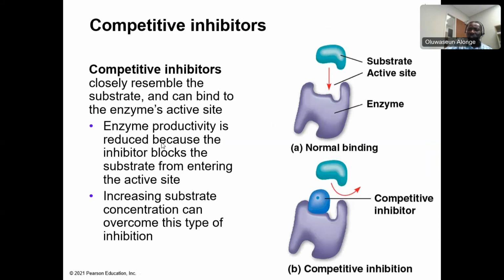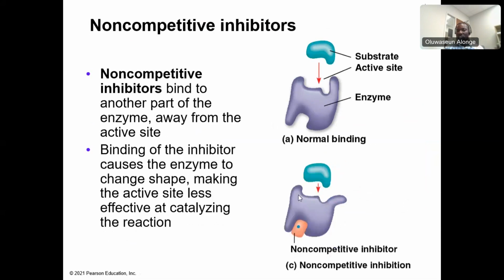So competitive inhibitors closely resemble the substrate, and they can bind to the active site. Enzyme productivity is reduced because the inhibitor blocks the substrate from entering the active site. So increasing substrate concentration can overcome this. If there's a lot of substrate, then the inhibitor will not be able to bind. But if the substrate delays and the inhibitor binds, that means the reaction cannot happen.